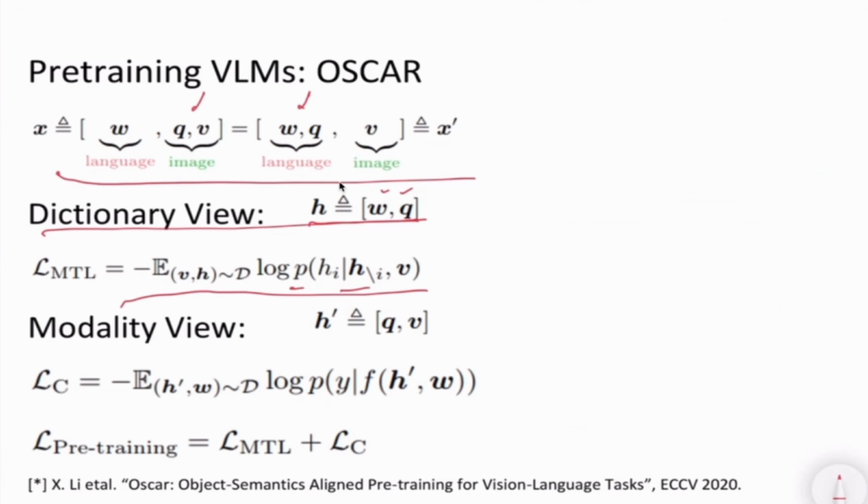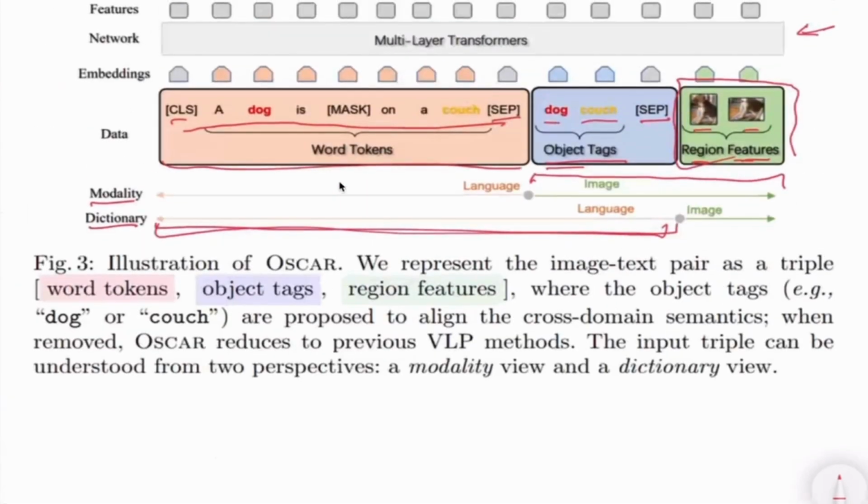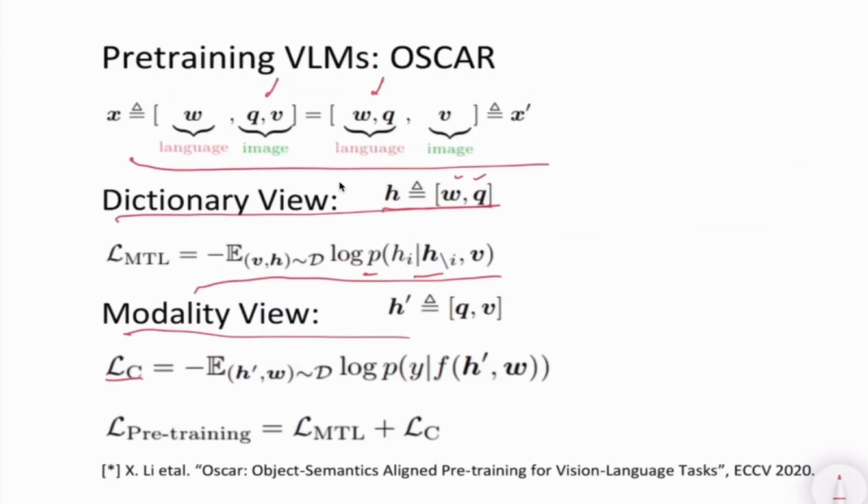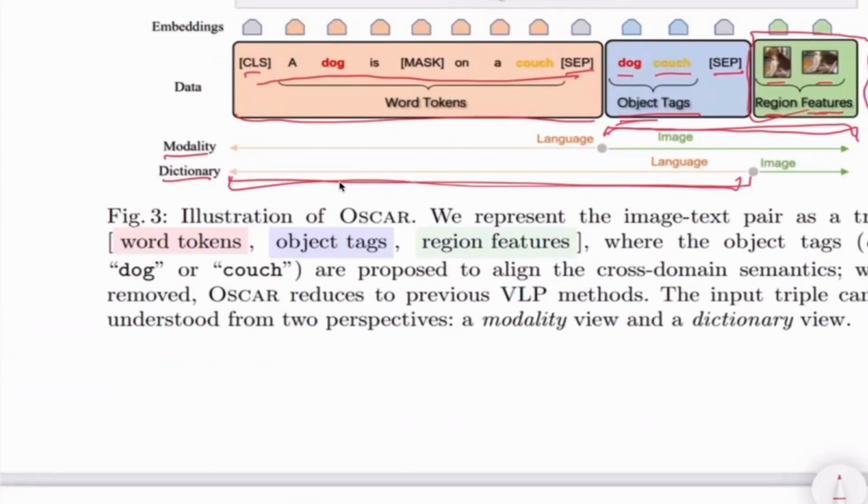The second one is the modality view. For the modality view, your q, the object tags, will become part of your visual tokens. What you do with that is contrastive learning, essentially. You build positive and negative pairs and you do cross entropy on the positive and negative pairs. You see that the two losses have these object tags q shared, and that is doing the trick.